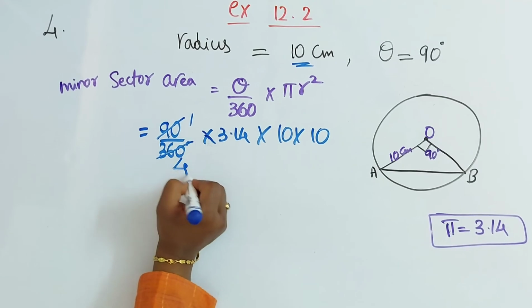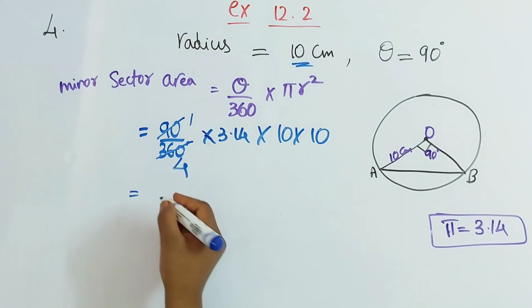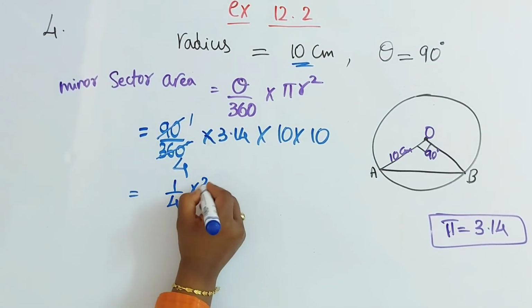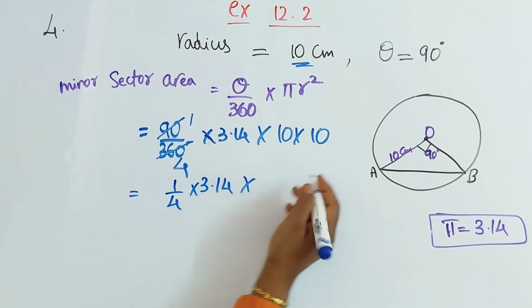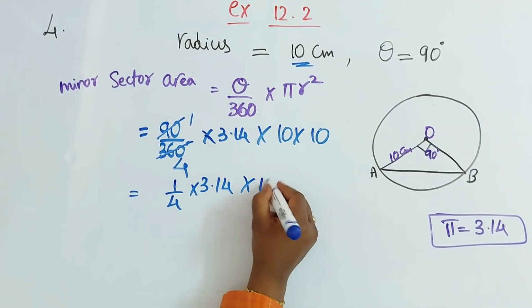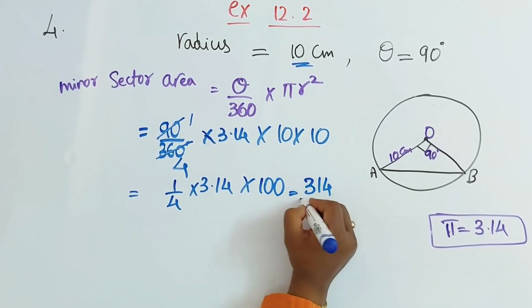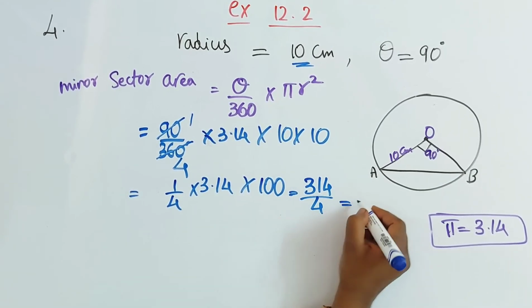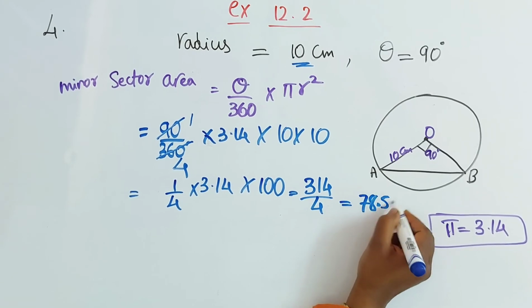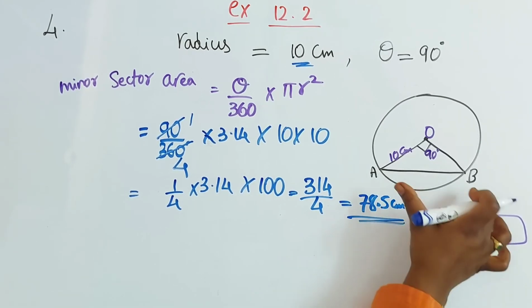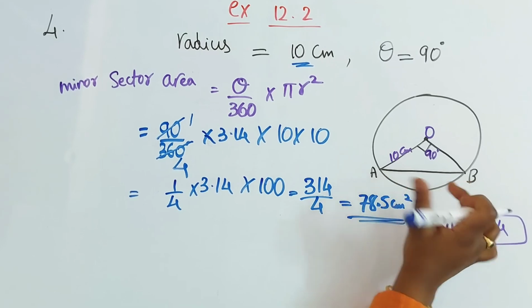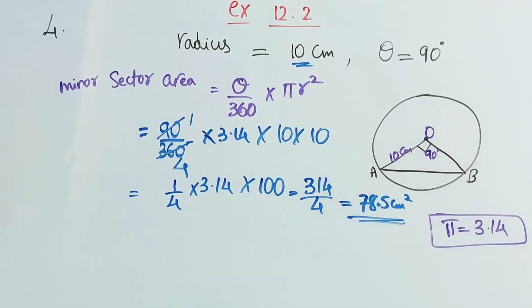9 ones are 9, 9 fours are 36. This is equal to 1 by 4 into 3.14 into 10 into 10, children. That is 100. Right? 100 into 3.14, we can write 314 divided by 4. That is equal to 78.5 centimeters square. This is the minor sector area. This sector area. Right, children?